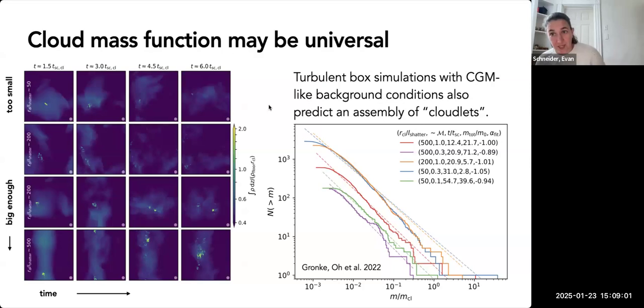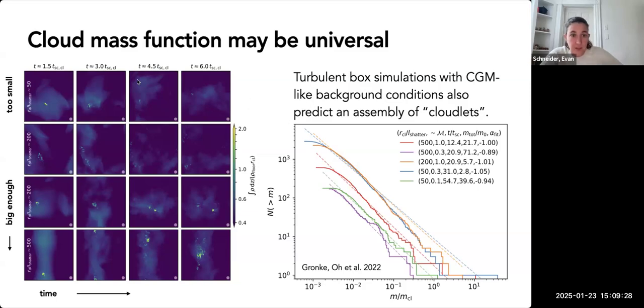All right, so that brings me into the second thing I wanted to talk about, which is that the mass function, that -2 power law, may well be universal. Like I said, it's predicted from turbulence. And people who have run turbulent box simulations, this is a series of simulations of cool clouds in turbulent boxes run by Max Gronke, find the same power law distribution.